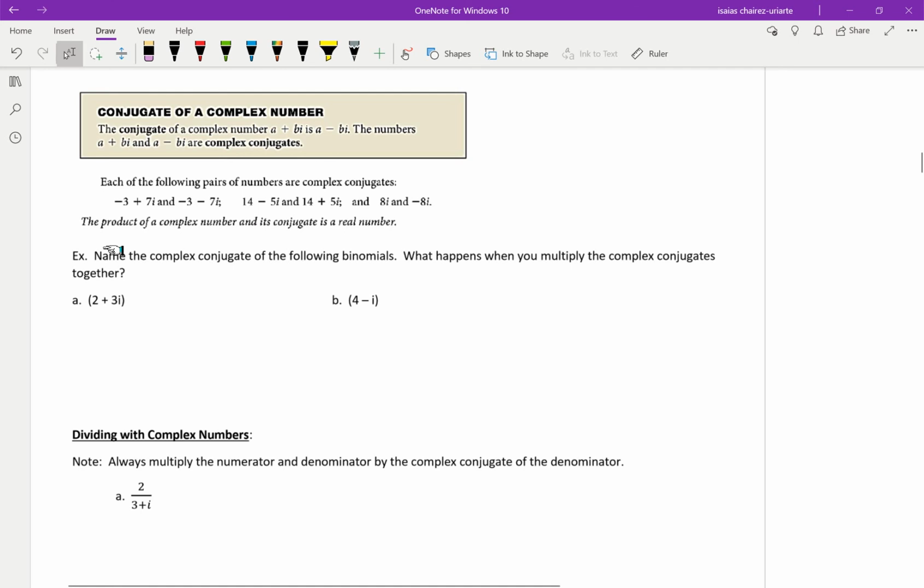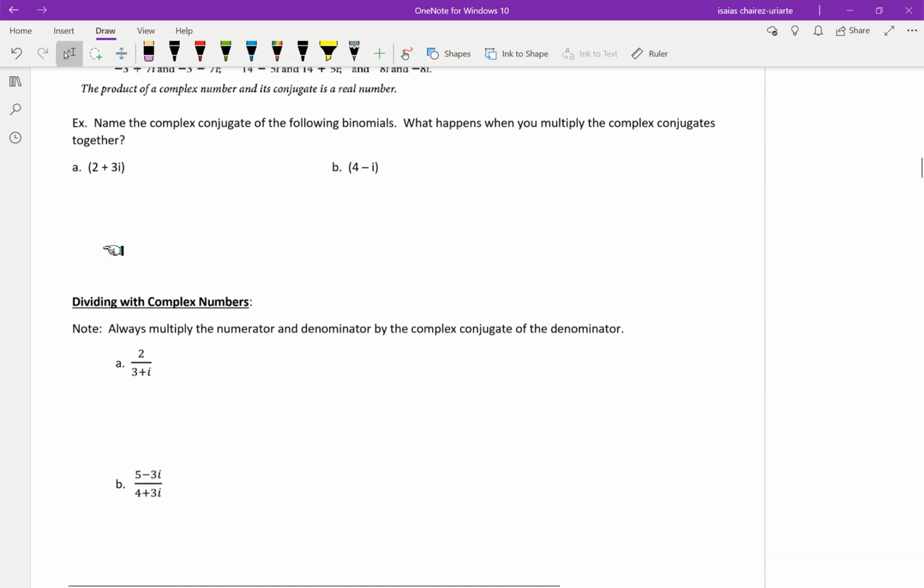Okay, so let's see. Before we do some division of complex numbers, which is the last thing in this section, let's just find the complex conjugates and multiply by the complex conjugate. So here in this particular example, I would have 2 plus 3i and 2 minus 3i, those are complex conjugates. And now what happens if I multiply these two complex numbers? Well, I end up with 4 minus 6i plus 6i minus 9i squared. That's what happens if I multiply this complex number times that complex number.